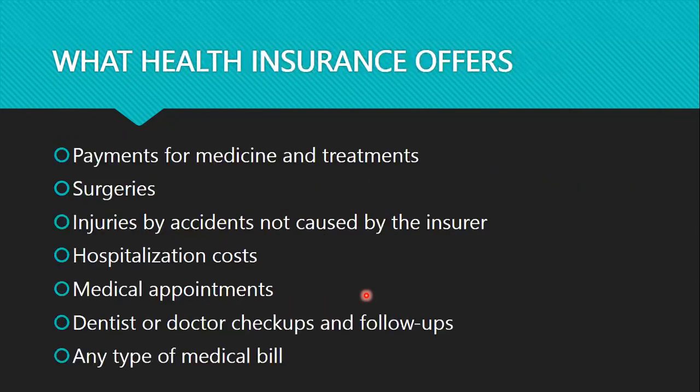This is something that all health insurance offers. It doesn't matter if it is private or public. The first thing it includes is the payment for medicine and treatments. So everything that you need to pay for, like certain medicine that costs $100, or probably $20 or $40, and you have to pay with your own money, the health insurance is going to cover it.